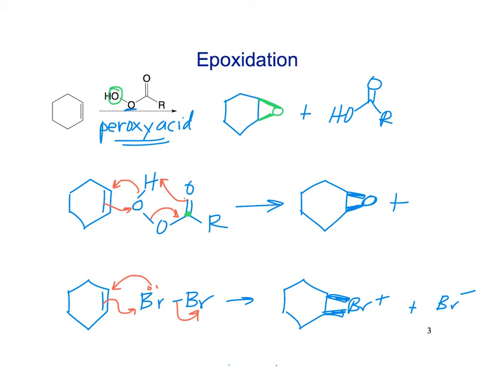And let's follow our arrows. Look at from this oxygen down here, I now have a pi bond here. Oxygen here connected to the hydrogen. And here's our group over here. So we've generated this epoxide and our carboxylic acid. Pretty cool, huh?